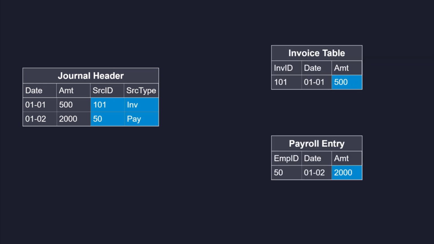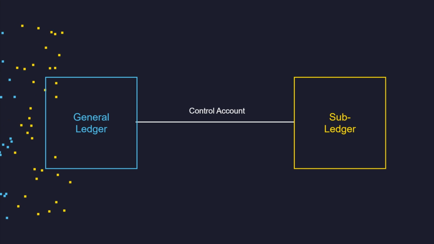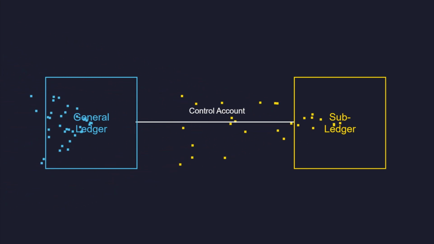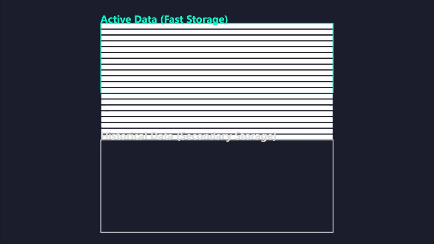Link your journal headers to original business documents using a polymorphic relationship column that can store the identifier and the type of the source record, like an invoice or a payroll entry. Separate high-volume data, like inventory movements, into subledgers to keep the general ledger clean while maintaining a summary control account that keeps the primary financial statements in balance.